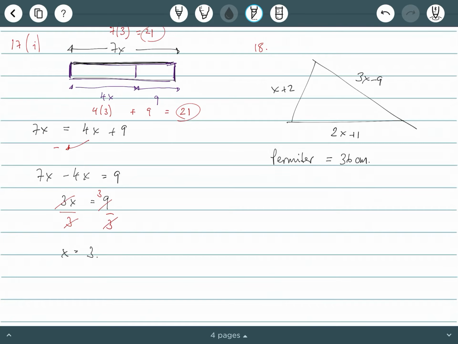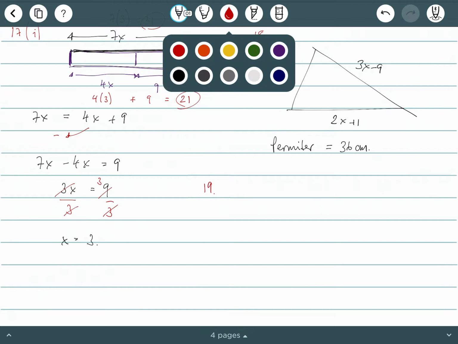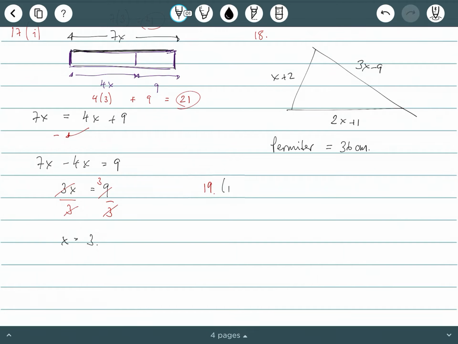Question 19. Again, I won't do all of it, but I'll give you a little heads up on it. I'll do that in red. Look at this carefully. I'll do part I for you. Again, we're dealing with a triangle, but this time we're dealing with the angles. Now we're not long after finishing geometry. So we've got 2x plus 5 degrees up here. This angle is 2x degrees. This angle down here is x degrees.